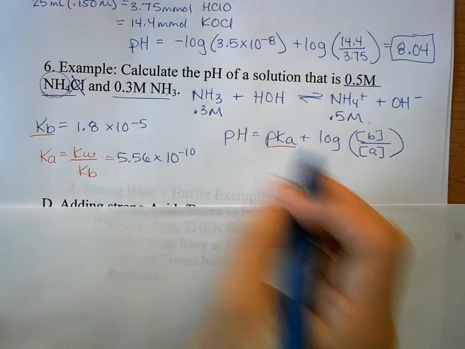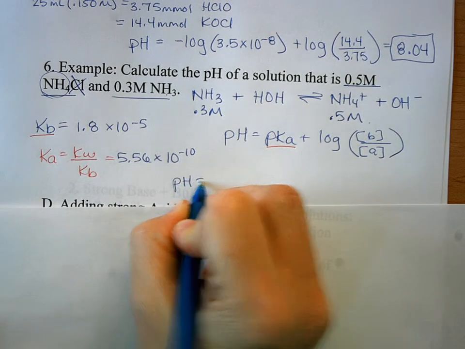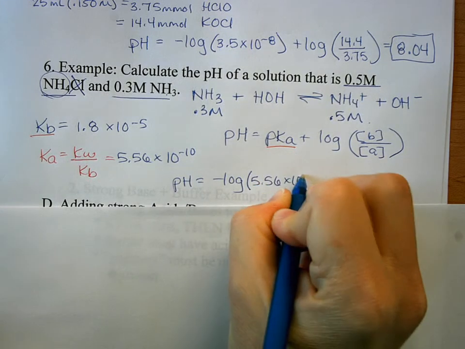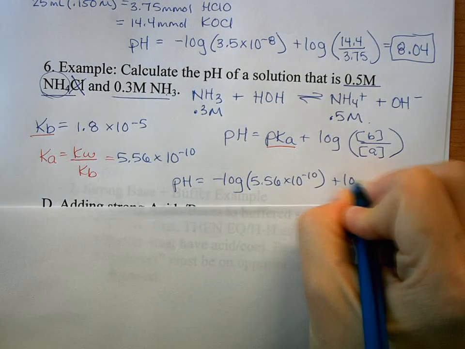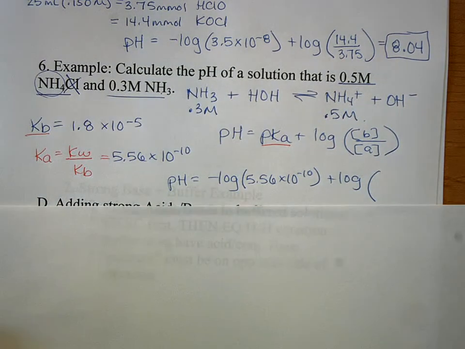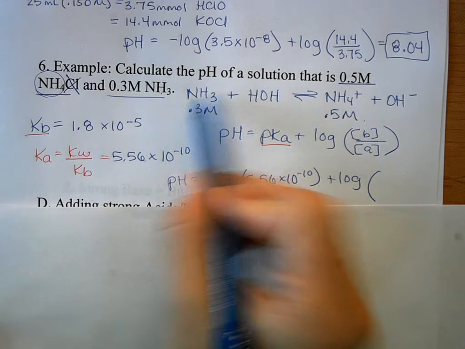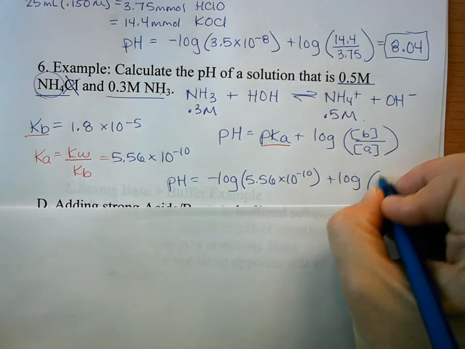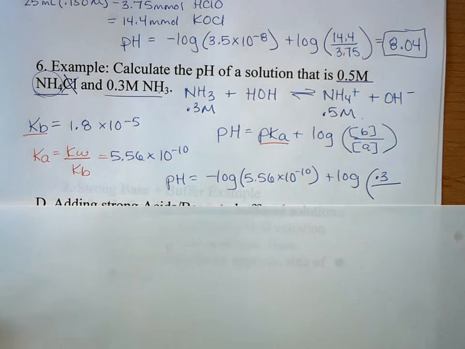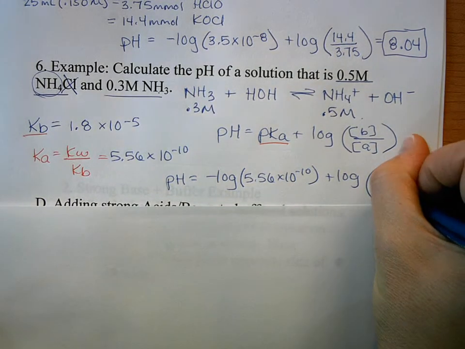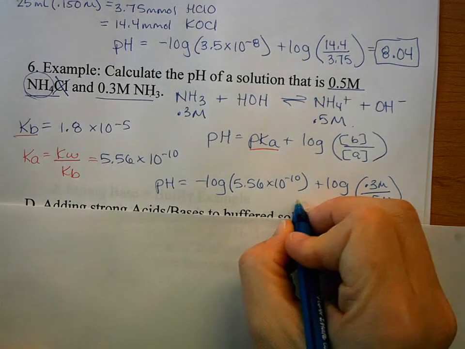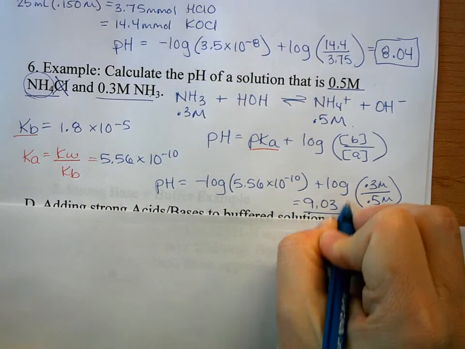So now I can go ahead and plug it in. pH is equal to the negative log of 5.56 times 10 to the negative 10 plus the log of, and then I'm already given concentration, so my concentration of the base, this is where you need to know, the base is NH3, is 0.3. My acid, anything that has a positive charge is going to be acidic because it has a hydrogen to get rid of. 0.5 molar. Those get plugged in, gives you the pH of 9.03.